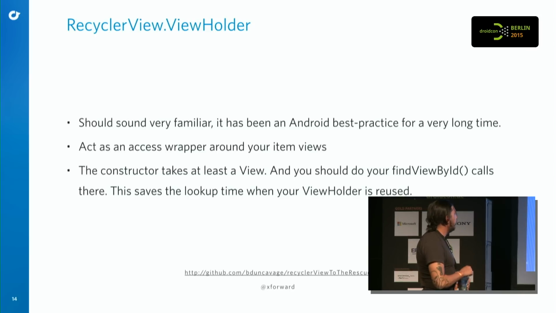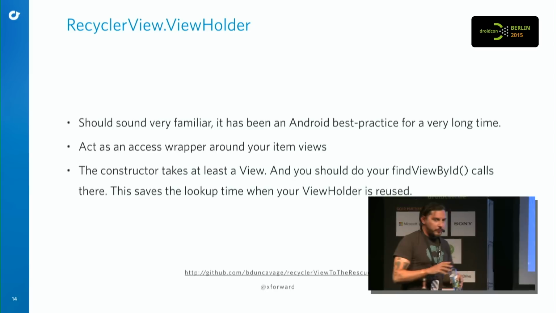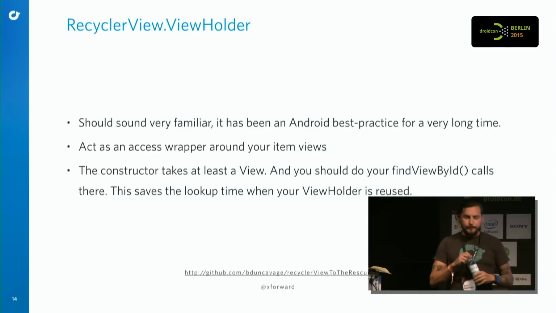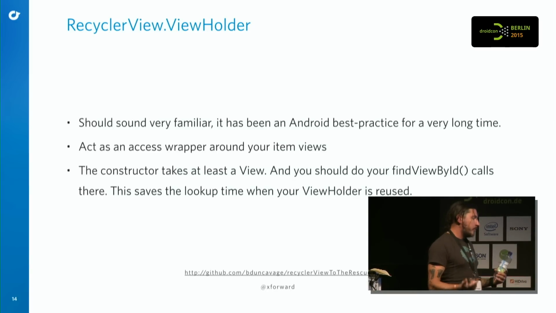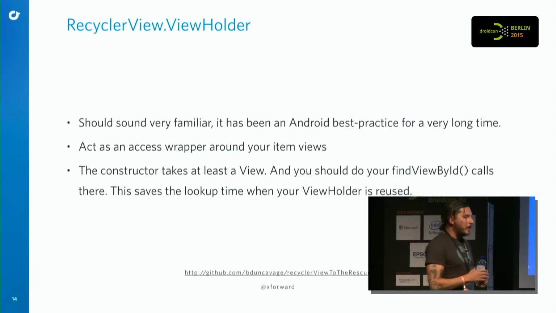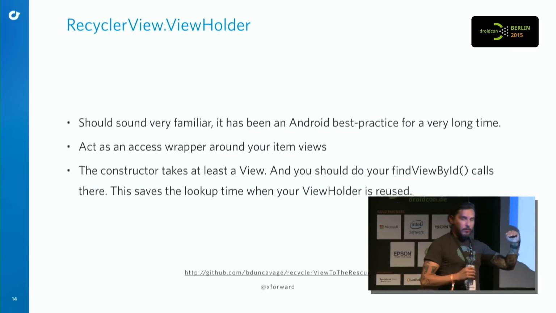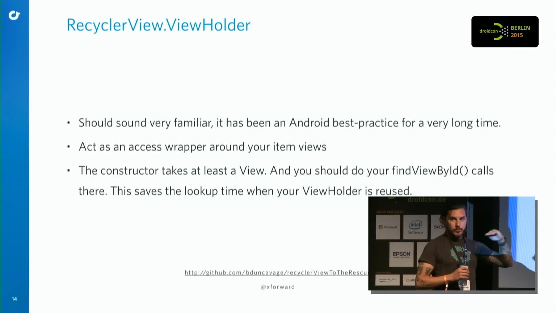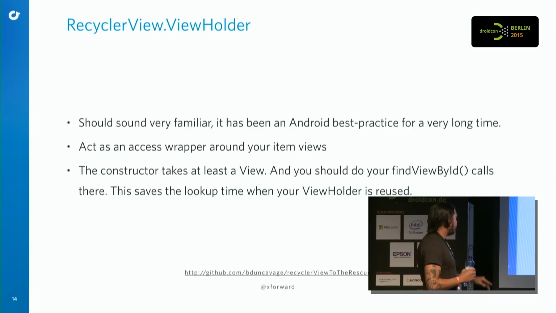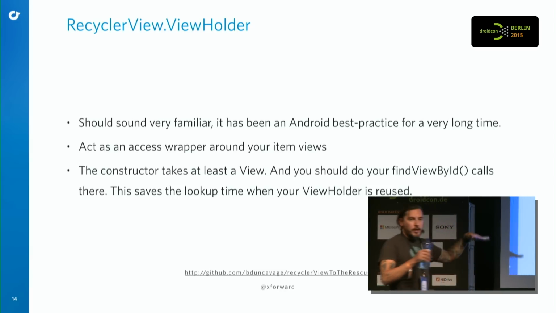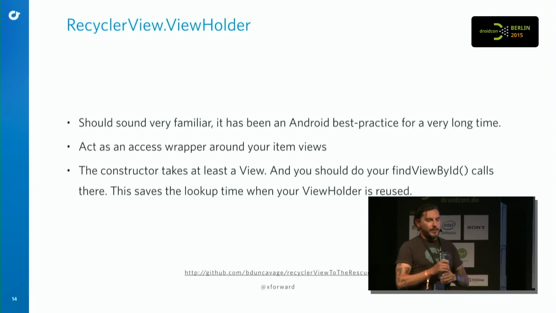So the view holder should sound familiar. Like I said, it was an established best practice, but now they're actually enforcing it, which is a good thing because it'll make your lists that much more efficient when you're scrolling. So it acts as an access wrapper around your item views.